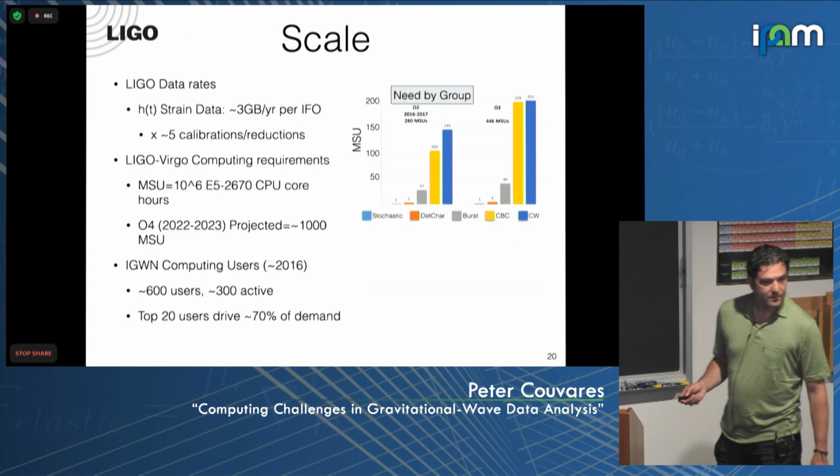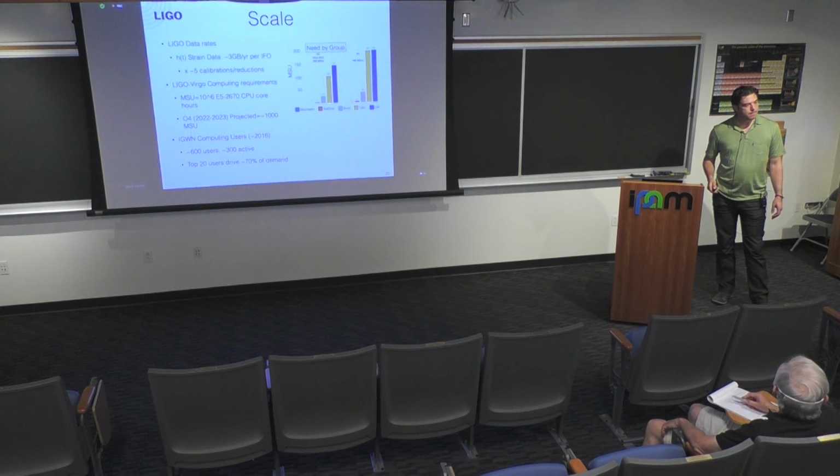So some groups have their own supercomputers. Does LIGO have something similar? So, by supercomputer, I presume you mean a sort of traditional high-performance computing with a fast InfiniBand and fast interconnect.